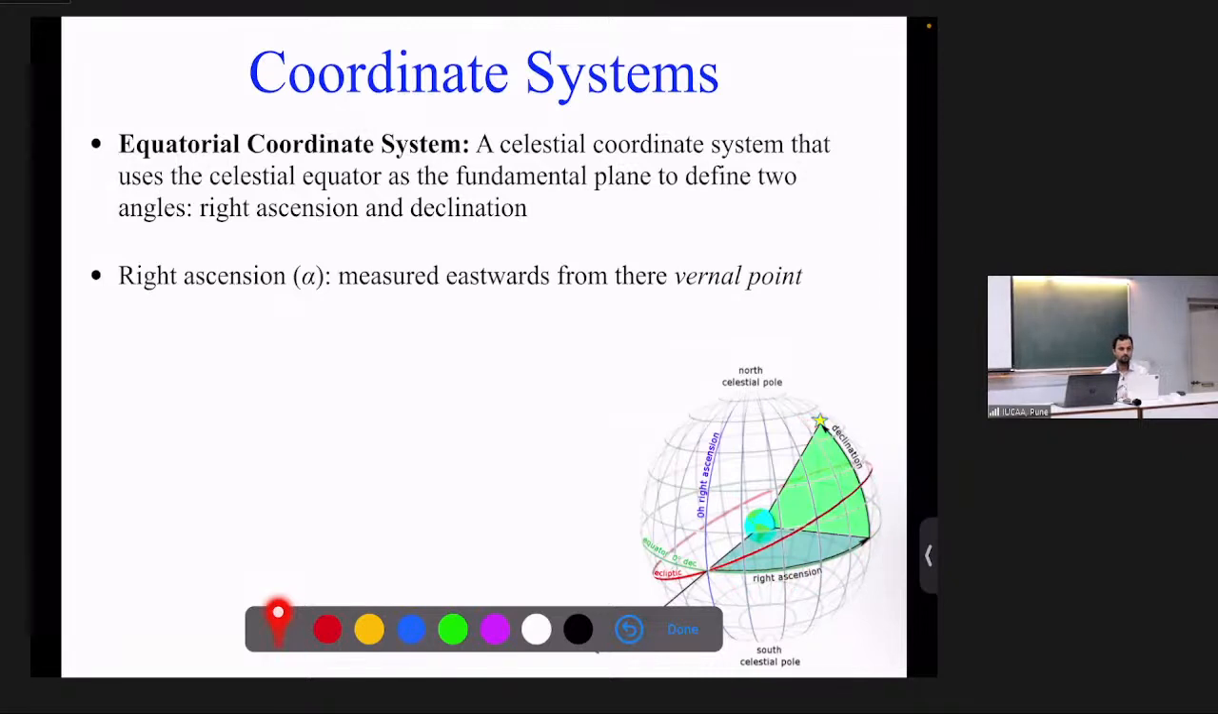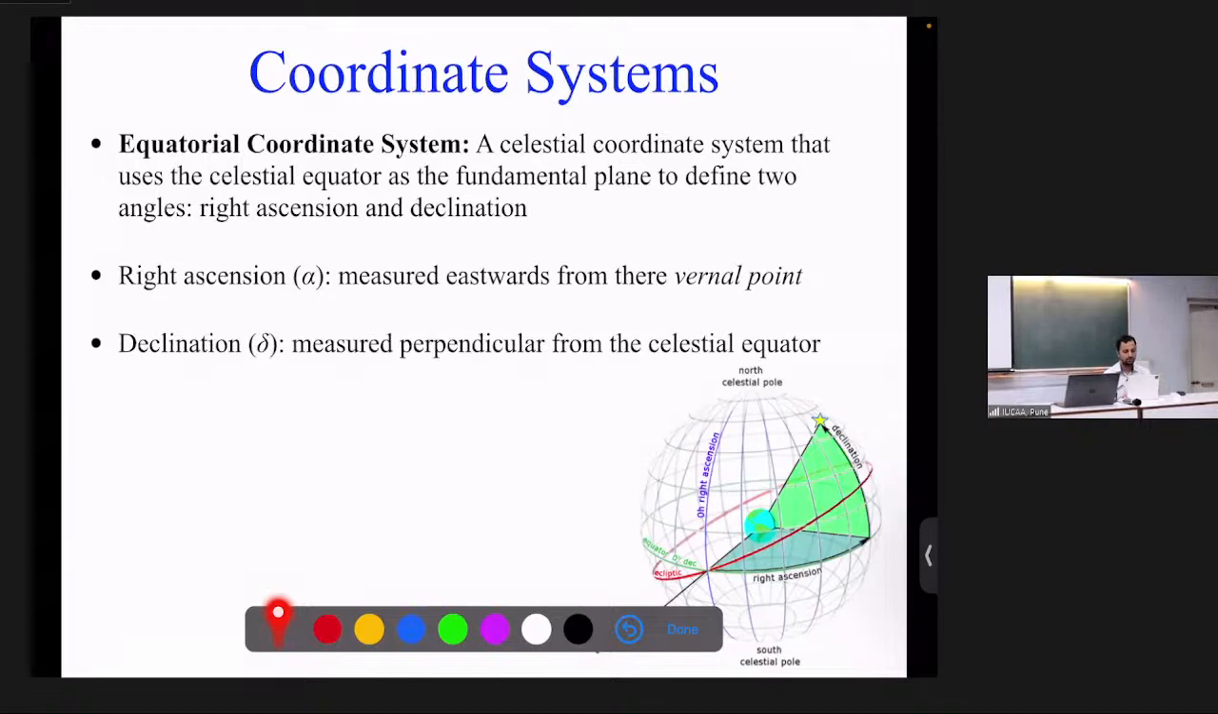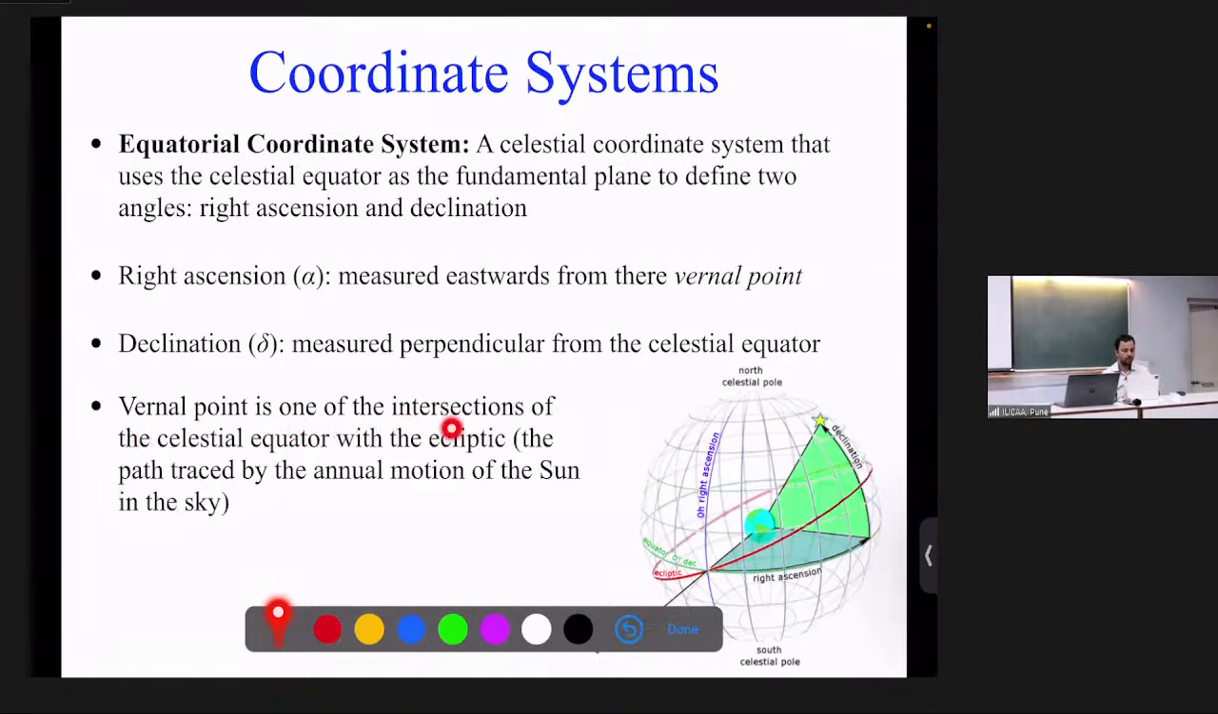So there will be two such points. You can choose any one. You go eastward from one. Declination is measured perpendicular from the celestial equator. Everybody understood? So very trivial thing. The vernal point is one of the intersections of the celestial equator with the ecliptic. What is the ecliptic? I told you, the path traced by the annual motion of the sun in the sky.